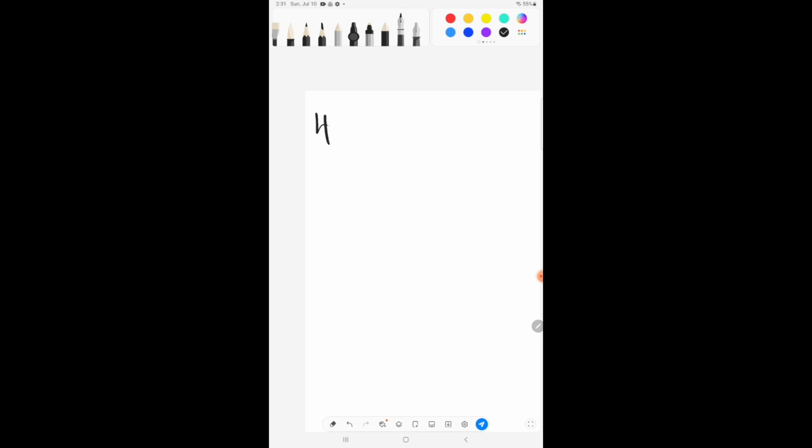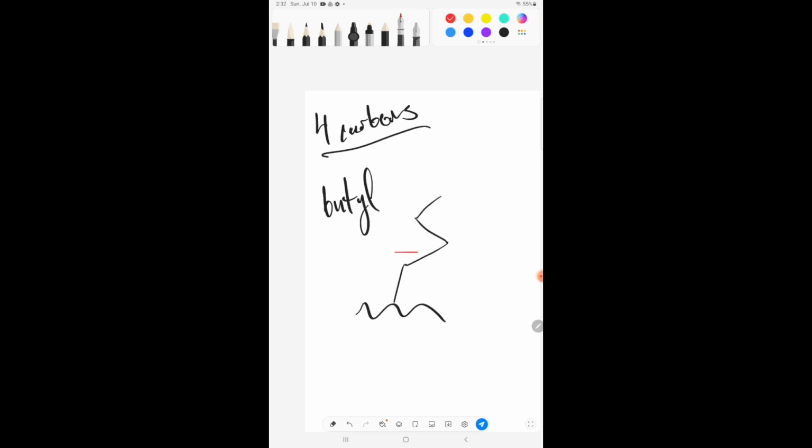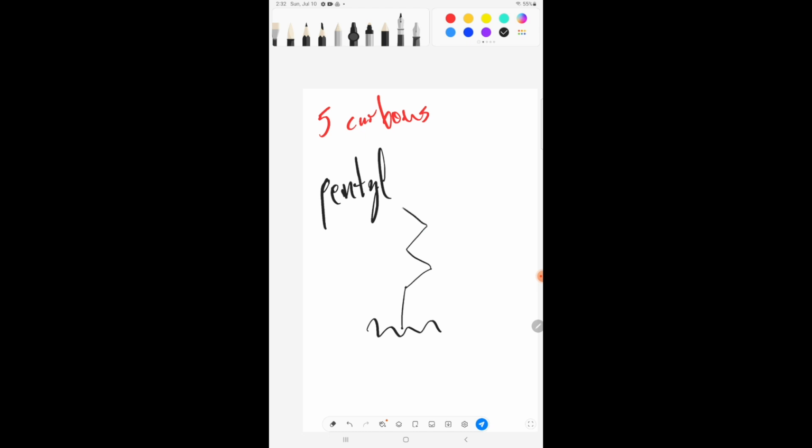So let's proceed to 4 carbons, which is a butyl group. Right, this is a butyl group. 1, 2, 3, 4 carbons. Okay, butyl. Okay, 5 carbons is a pentyl group, which we don't really use often. 1, 2, 3, 4, 5. So the pentyl alkane is pentane.